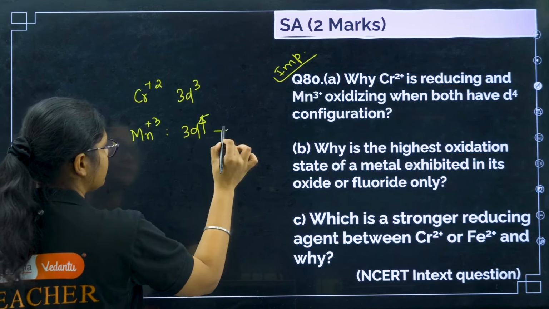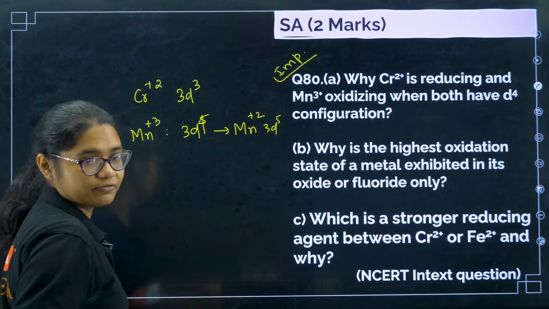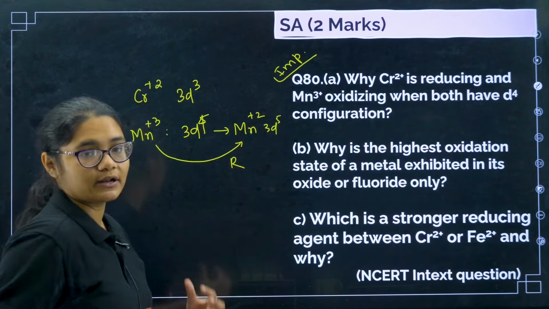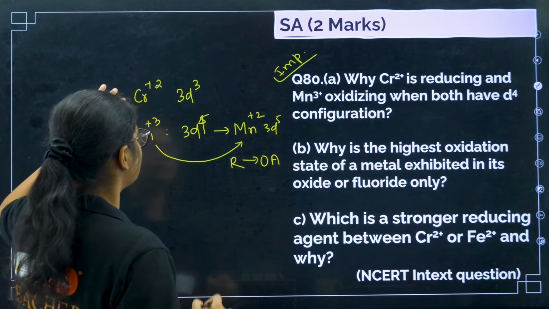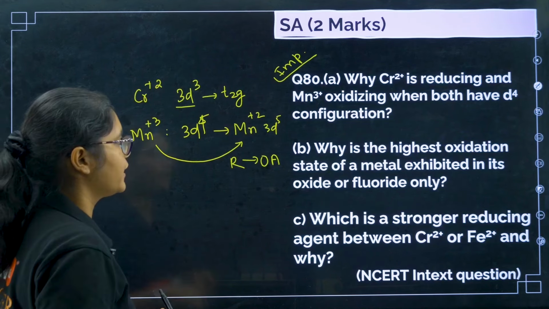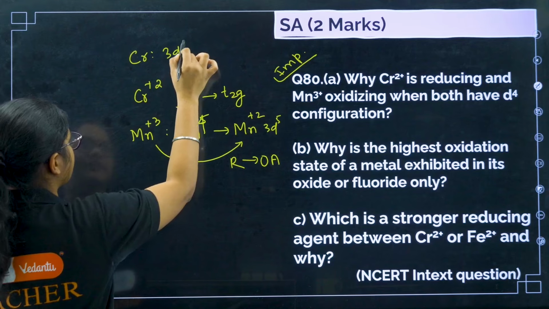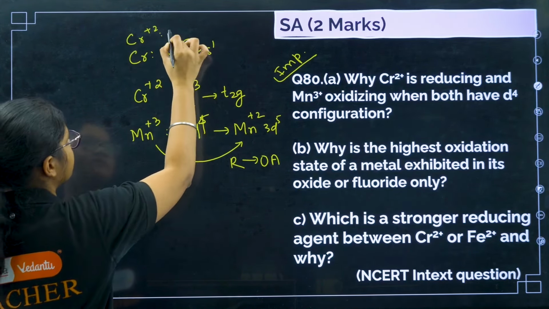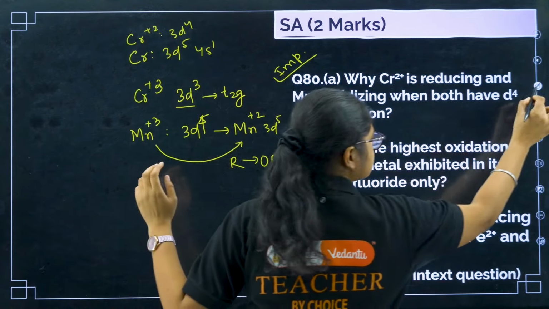Now see, Mn3+ wants to move to Mn2+. Why? Because it will get a stable electronic configuration. So now what is happening? It is undergoing reduction. It wants to undergo reduction, so it will behave as an oxidizing agent. Now Cr2+ is very stable in 3d configuration due to t2g configuration. Sorry, one second. Cr electronic configuration is 3d5 4s1. Cr2+ is, here we will remove 3d4. Okay, yes, so Cr3+, I have made a small mistake here.